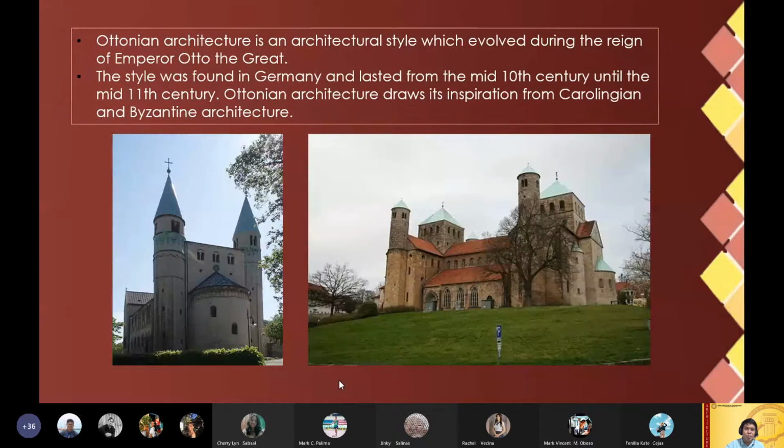Okay. Another one is the Ottonian architecture. So this is an architectural style which evolved during the reign of Emperor Otto the Great. So this one is in Germany actually. So the style was found in Germany and lasted from the mid-10th century until the mid-11th century. So Ottonian architecture draws its inspiration from Carolingian and Byzantine architecture. So if you notice, gipang kopya ra gyapon, no, from the other types of architecture, the Carolingian and the Byzantine architecture. So you can notice here sa examples.